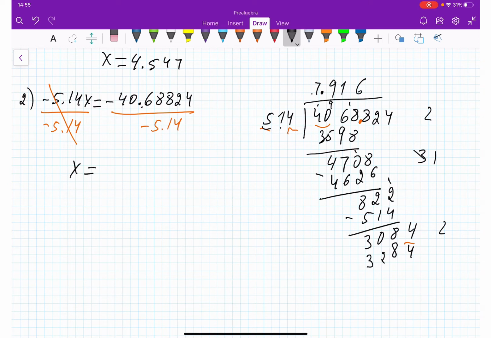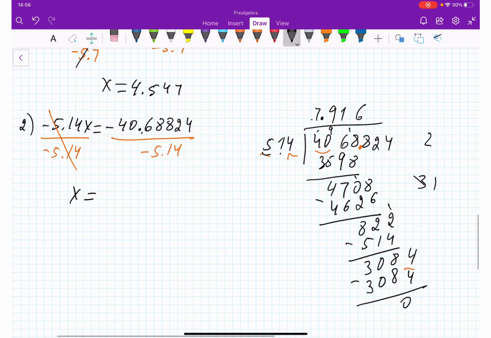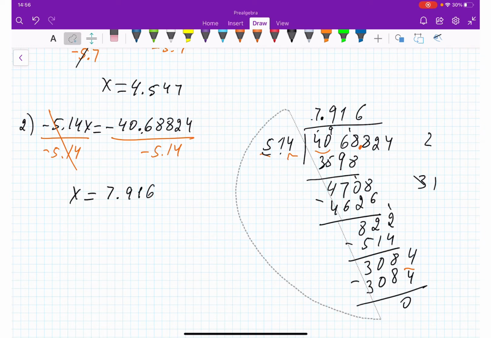No, let me double check. 6 times 4, 24. 2 in mind. 6 times 1 is 6, and 2 is 8. 30. Okay. I forgot to scratch these 2 and add it. Perfect. We get 0. So x is equal to 7.916. All right, let me get rid of this drafting.